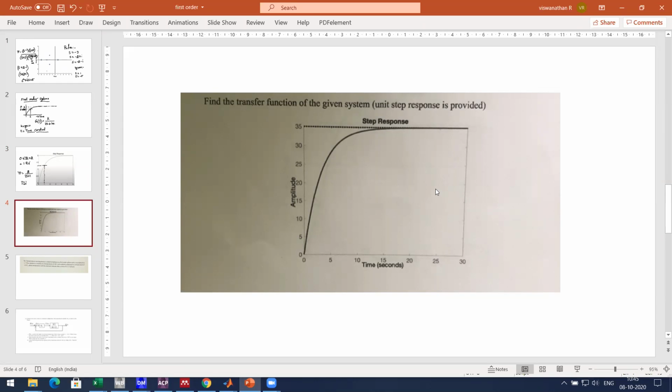Similarly, calculate for this. 0.632 times 35 is 22.12. Somewhere over here, maybe 3 seconds. The time constant is approximately 3 seconds.